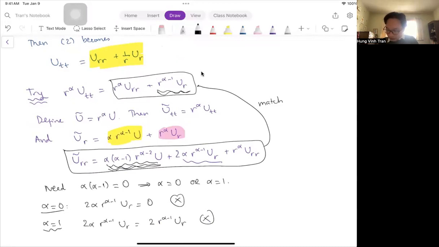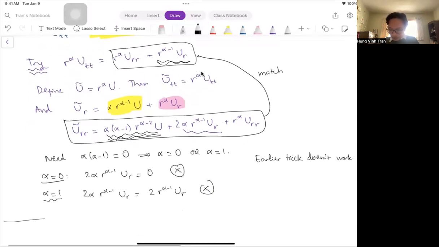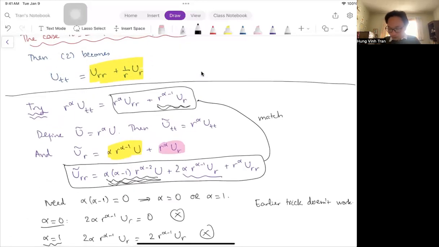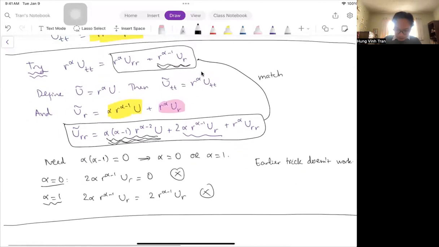So the earlier trick doesn't work, unfortunately. Okay, so this is a failed try, but this is important to try. I would say that this is failed. Then how do we handle it? I mean, if it's failed, then how do we handle it?